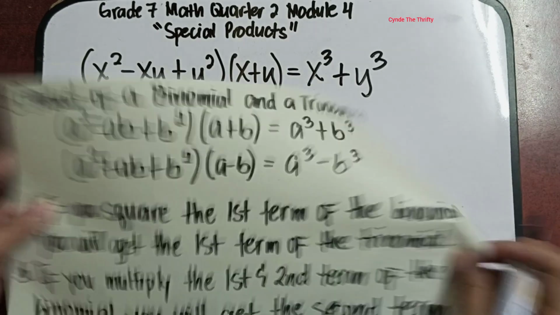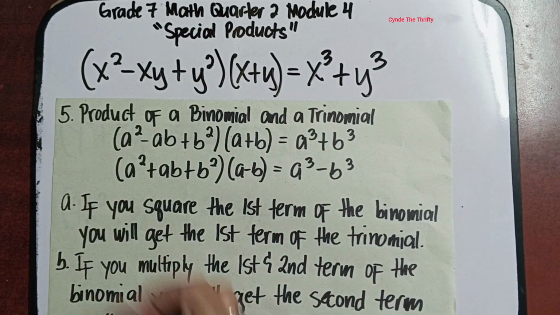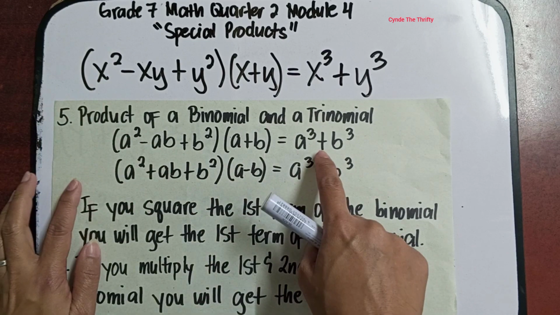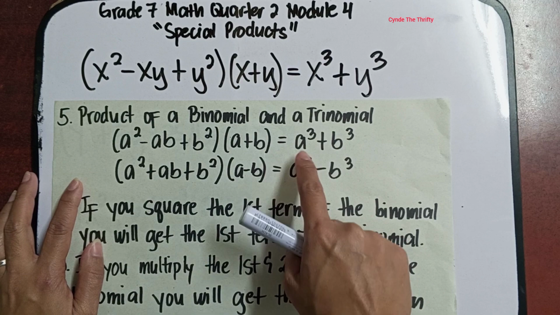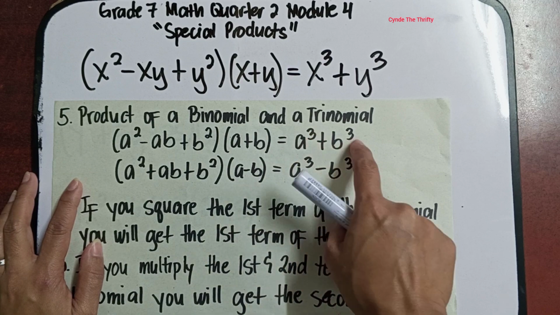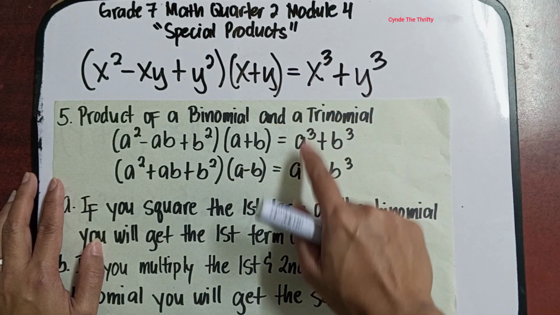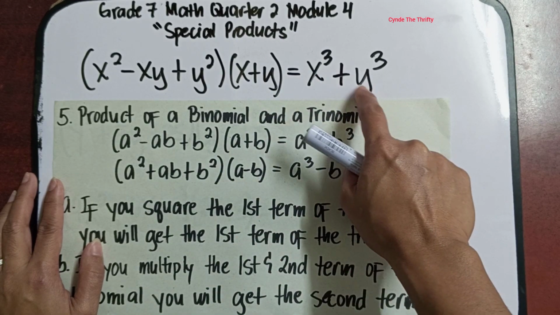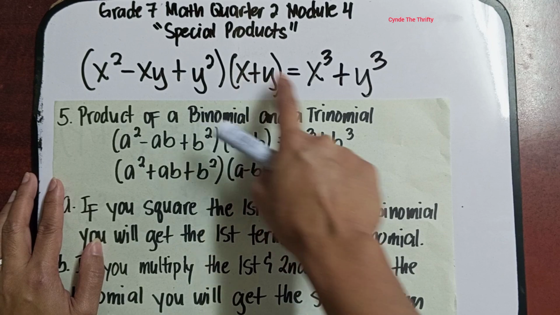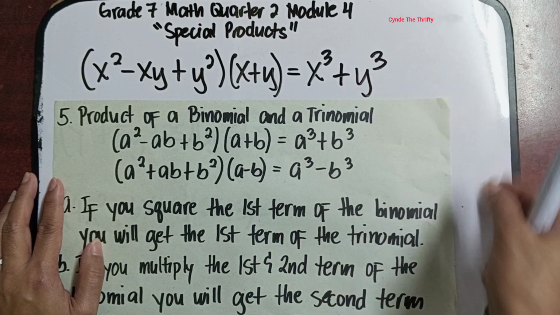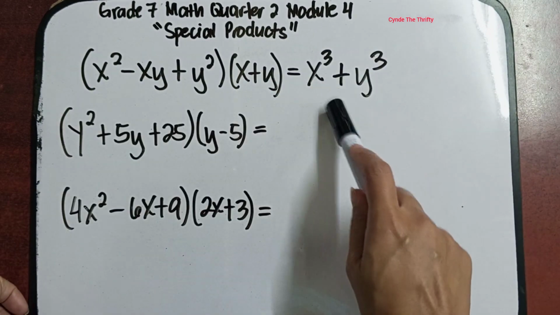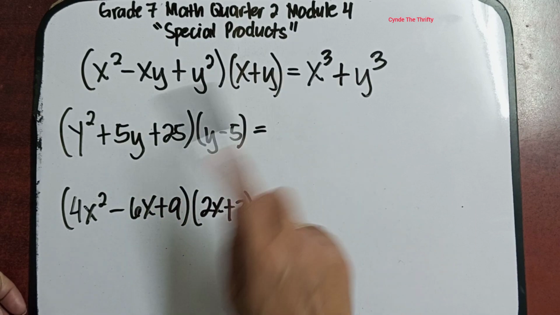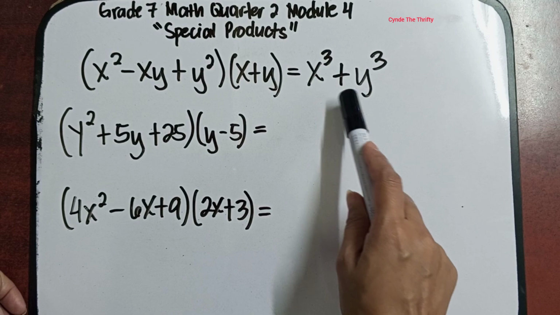Ito yung rule natin. Titingnan natin ang second term is subtraction. So, subtraction tayo dito. Kaya ang ating sagot is addition. So, A cube plus B cube. Kaya ang ating sagot is i-cube lang natin ang ating first term at i-cube natin ang ating second term. Kaya ang first term natin is x. Kaya x cube plus y cube. Okay. Oh, di ba ganyan lang kadali kapag alam mo na oops, ito is product of a binomial and a trinomial. Alam mo na agad kung ano yung sagot.